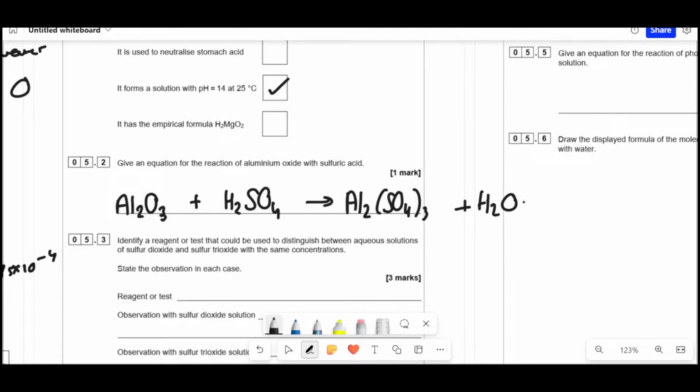So then you've got to just balance the bits out. So we've got our Als balanced out. How many SO4s do we need here? 3. So I'm going to put 3 there. And then how many H2Os do we need? 3. And that's it. Done.